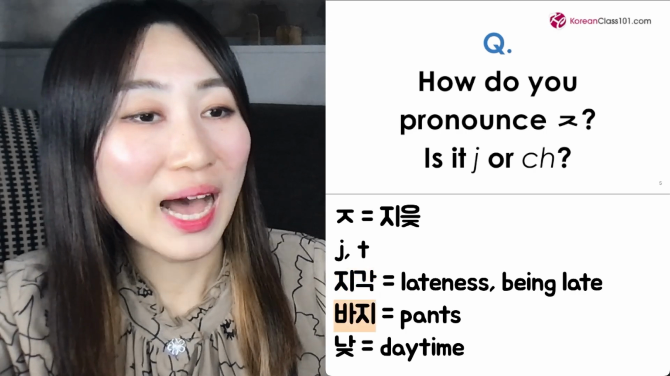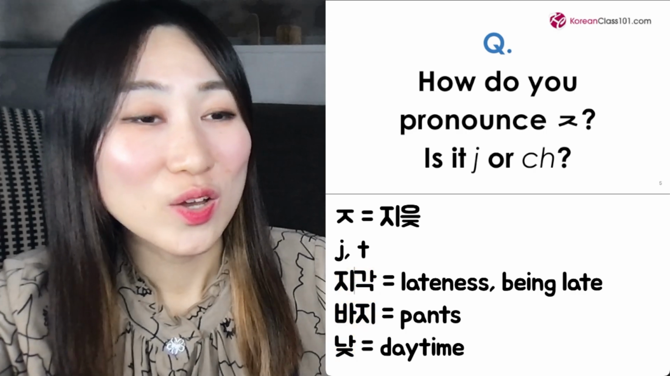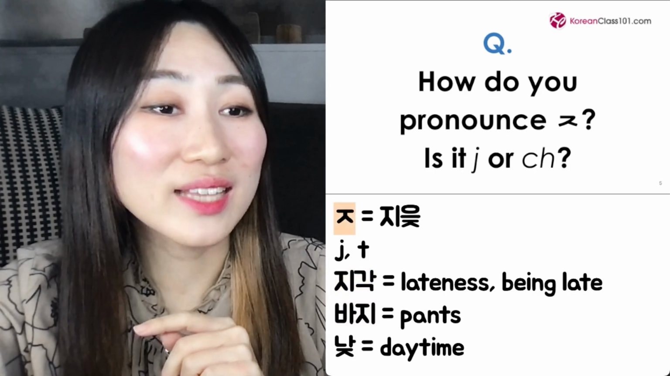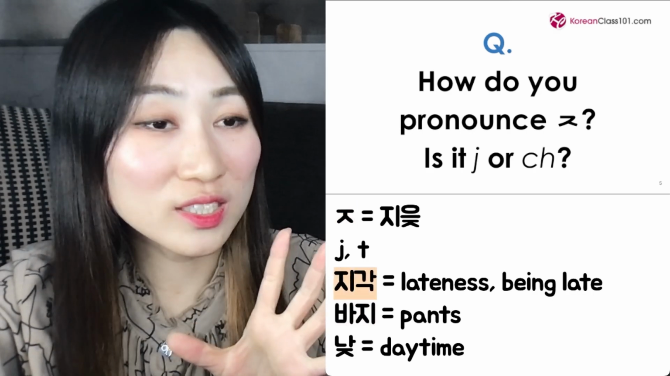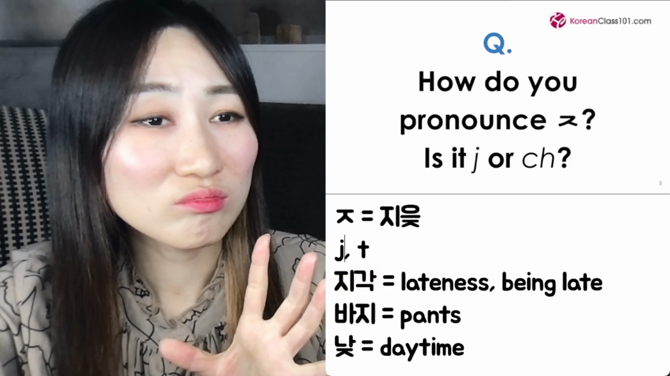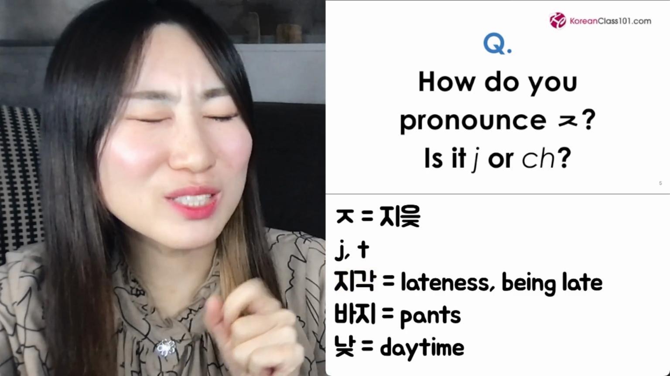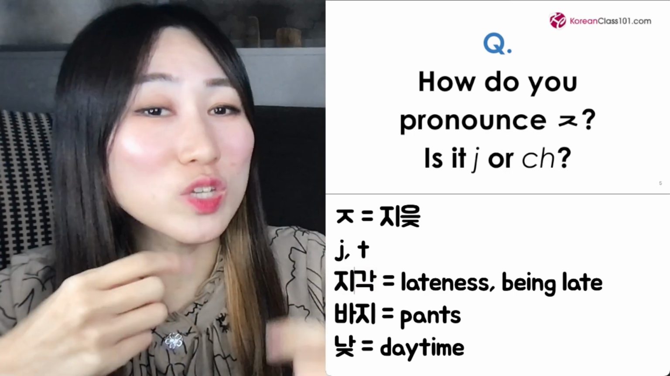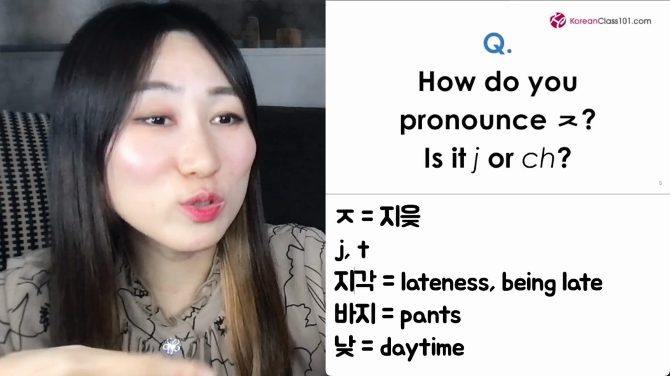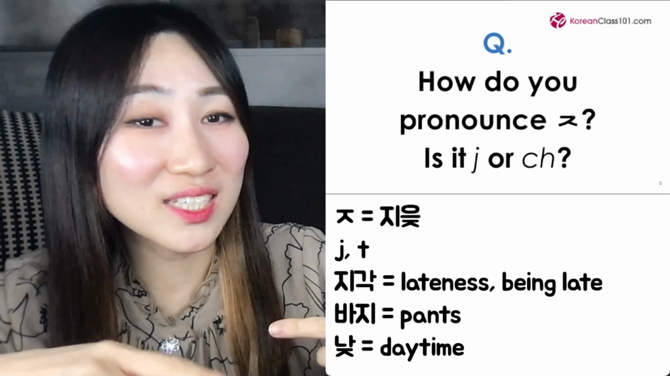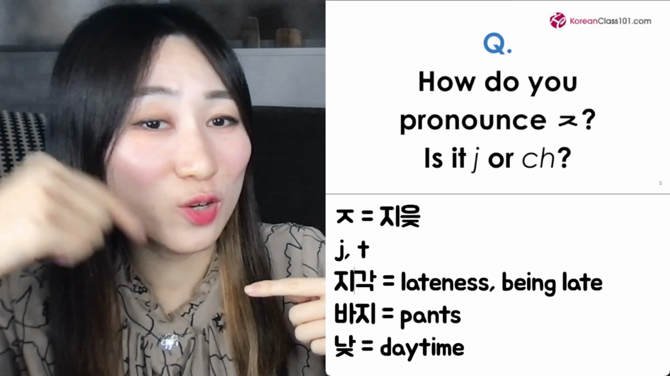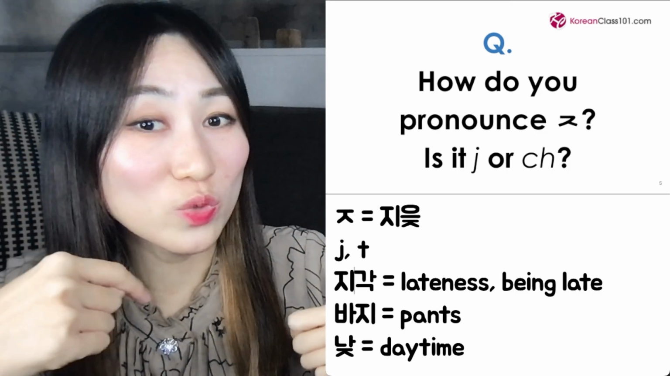지각, 바지, 낮. So when you pronounce 지각, when the 지 sound comes at the beginning of the word, it sounds closer to CH. But it's not a strong CH. We use less air and we use lower pitch. So it's 지각. Use lower pitch with less air.